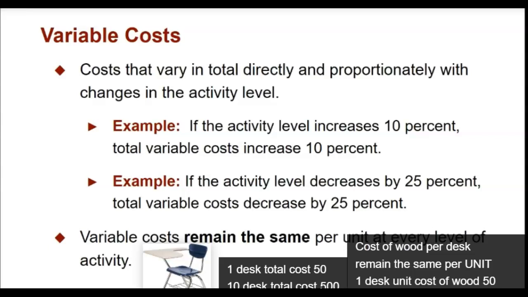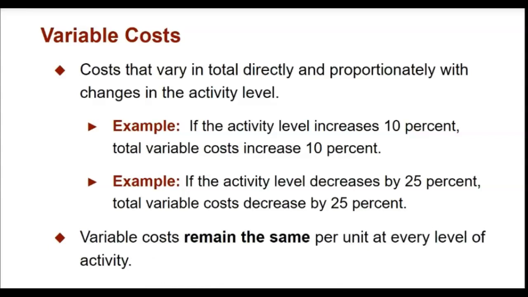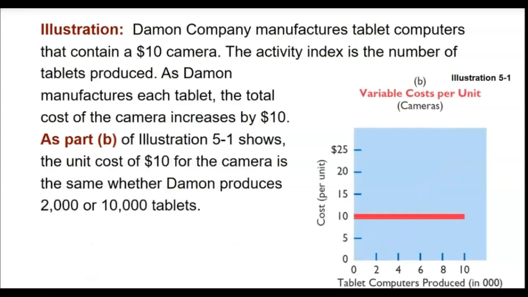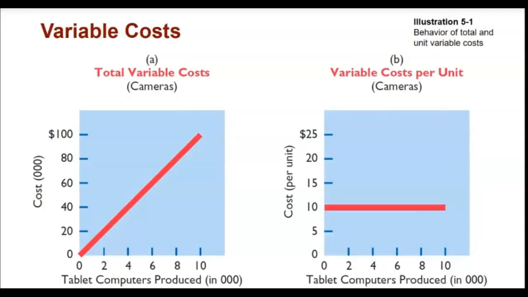If I produce one desk, the unit cost for wood is 50. If I produce two desks, the unit cost for wood is 50. If I produce 10 desks, the unit cost for wood is 50. So a variable cost changes in total, but remains the same on a per unit basis. Take a minute and read this example, and you can see that a variable cost can be graphed in total as the graph on the left, or on a per unit basis as the graph on the right.